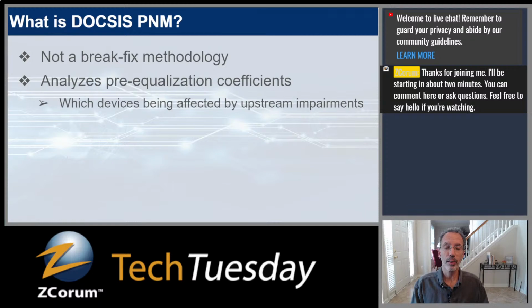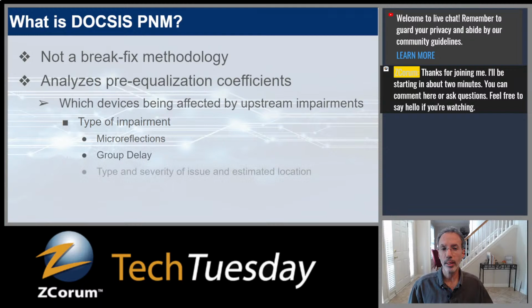Actually, pre-equalization doesn't do this, but when you take that pre-EQ data and analyze it, you can tell which devices are being impacted by upstream impairments. You can tell the type of impairment, for example whether it's a micro-reflection or group delay. You can tell if it's an open or a short. You can tell the type and severity of the issue and its estimated location.